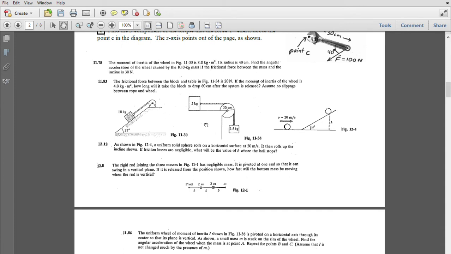1183. The frictional force between the block and the table is given. The moment of inertia of the wheel is given. How long will it take the block to drop 60 centimeters after the system is released? Again, the final question sounds like a kinematics question. If we only knew the acceleration of this, we could do a quick calculation in kinematics to figure out the answer to the question there.